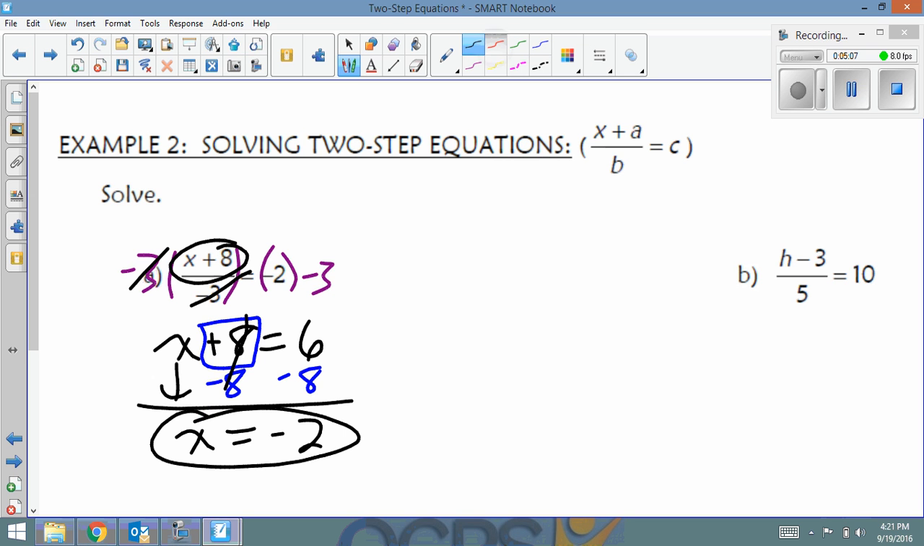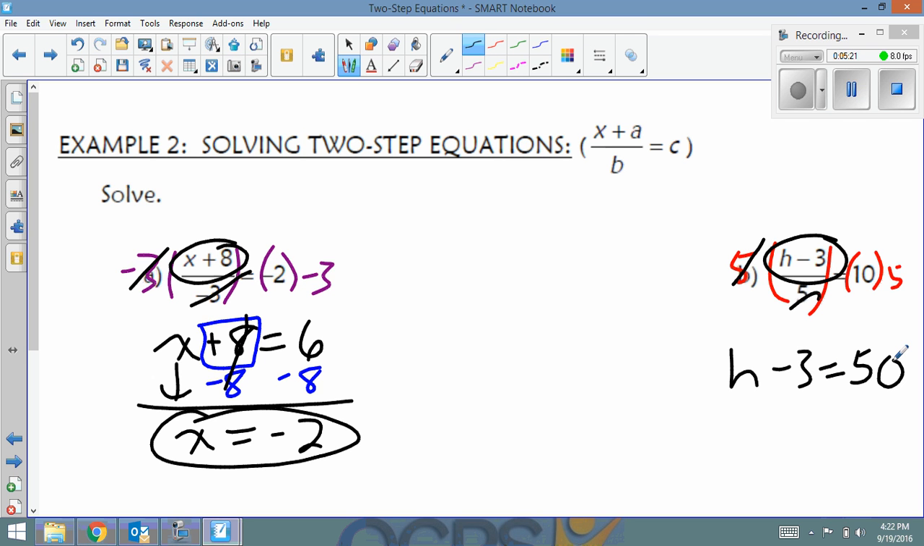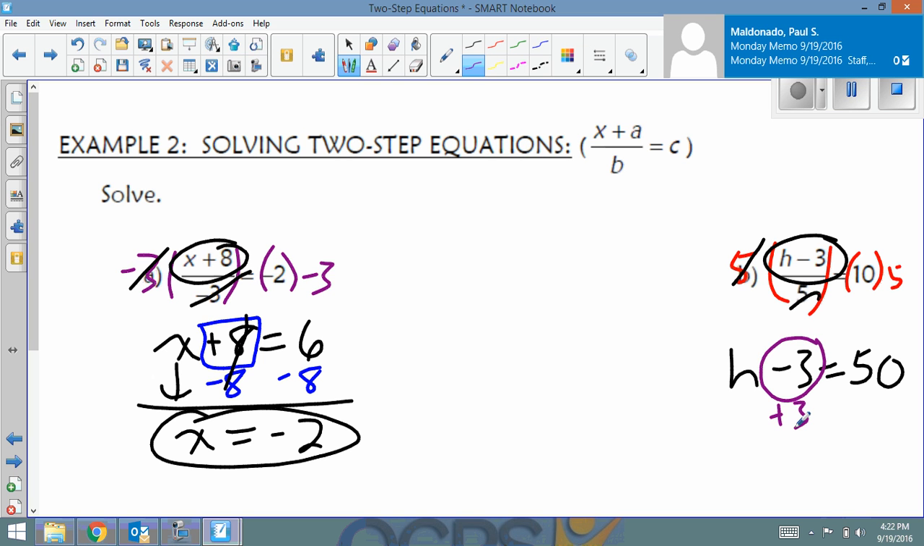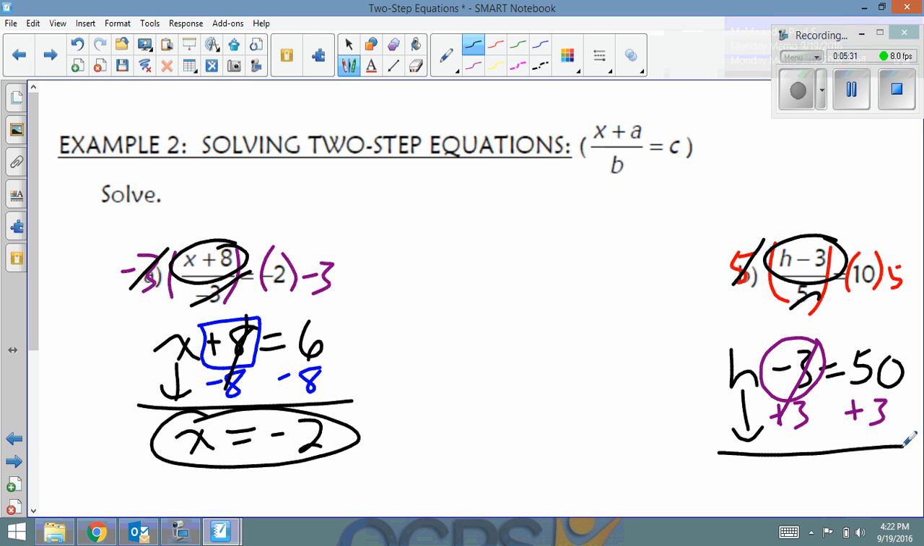So again, same thing. To get rid of that fraction, we want to multiply both sides by that denominator, which is 5 in this case. So again, what happens? That 5 cancels out, leaving us with just that h minus 3. That's equal to 50. And then we want to move that -3. Since it's negative, we want to put a plus 3 underneath it. And we get, again, that h comes down. We get h equals 53.